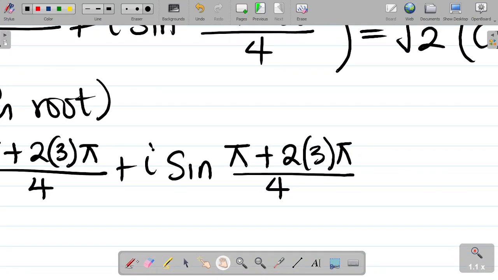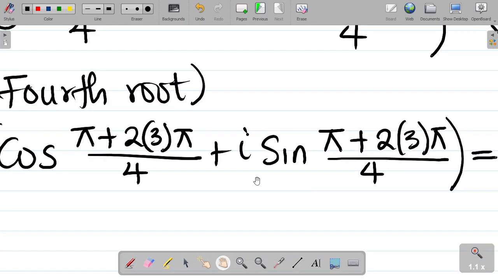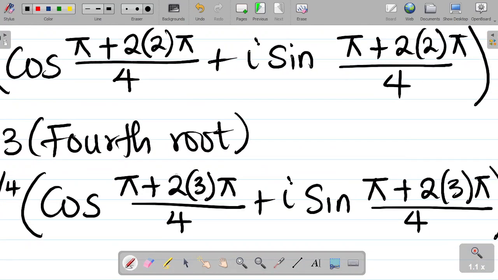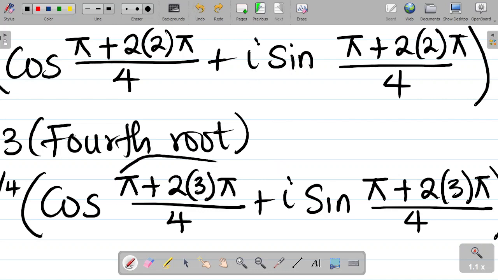Proceeding with this, this is equal to 4 to the power 1 over 4. That gives you root 2 into cos. Let's solve this one here. From the same procedure, 2 times 3 gives you 6. 6 times pi gives you 6 pi. So it becomes pi plus 6 pi, which gives you 7 pi. So all of the numerator would give you 7 pi, all over 4. So that becomes 7 pi over 4.